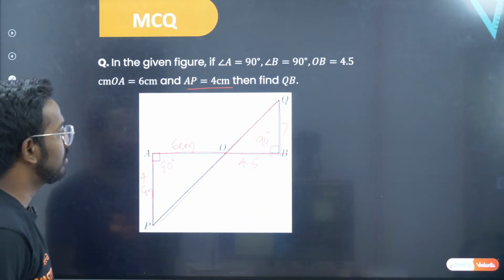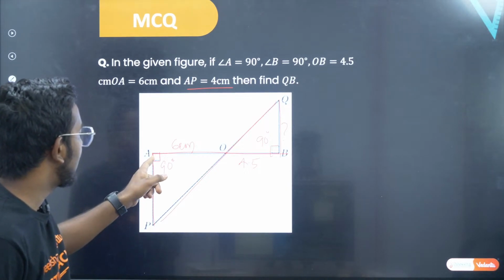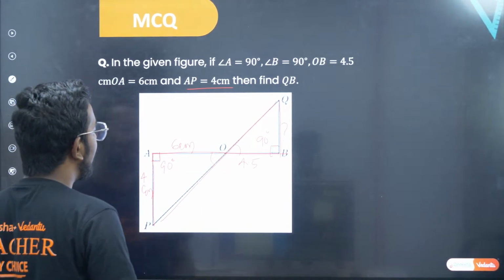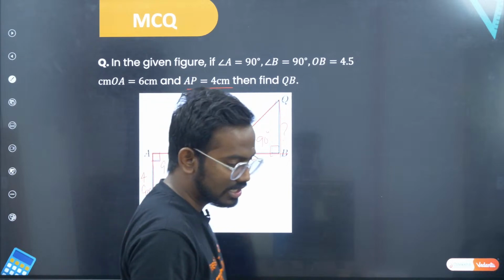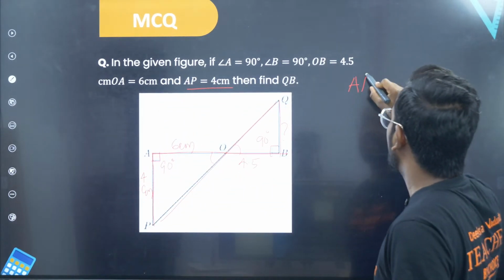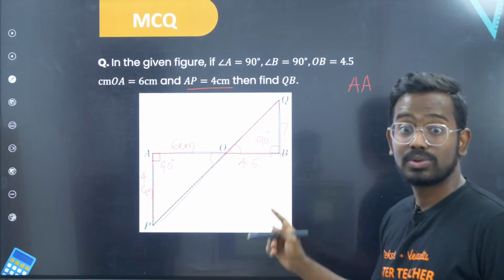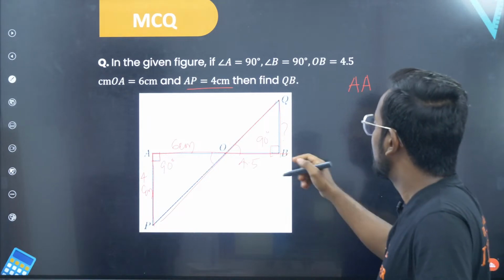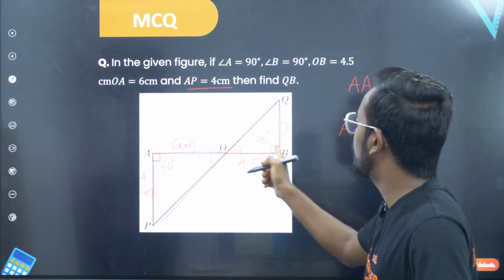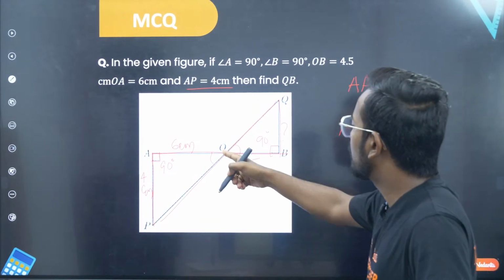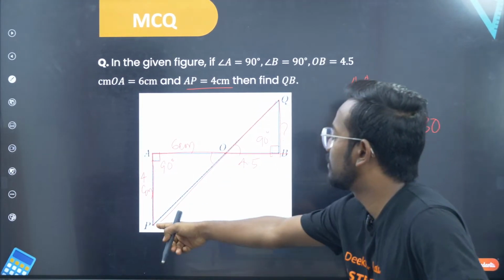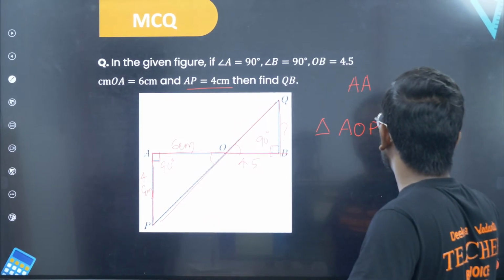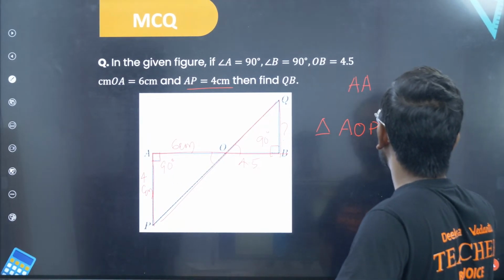Now clearly what will you do? Let me consider this angle. These two are vertically opposite angles, so these two angles are the same, and angle A and angle B are both right angles. So according to the AA criterion, I can say these two triangles are similar. How do you write these two triangles? Compare A. A should correspond to B, and O should be for both, whatever is left. So P over here and Q over here. So these two triangles are similar now. You can write it something like this or something like this.